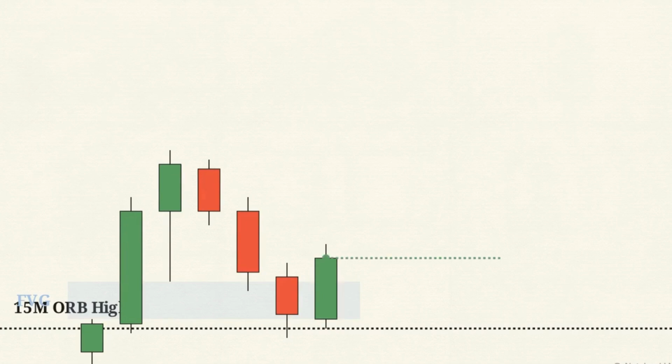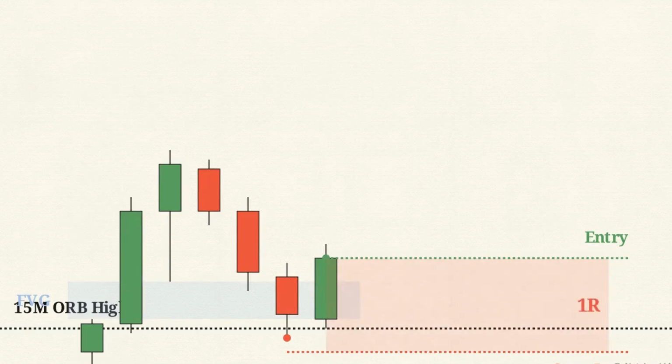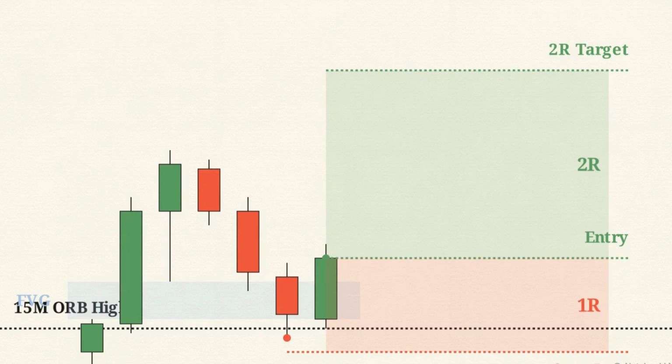Set your entry at the exact close of the engulfing confirmation candle. Place your stop loss slightly below the swing low of the retest sequence. This area should not be revisited if our analysis of institutional momentum is correct. For your target, look for a 2R return. This means your potential profit is exactly double the amount you are risking on the trade.